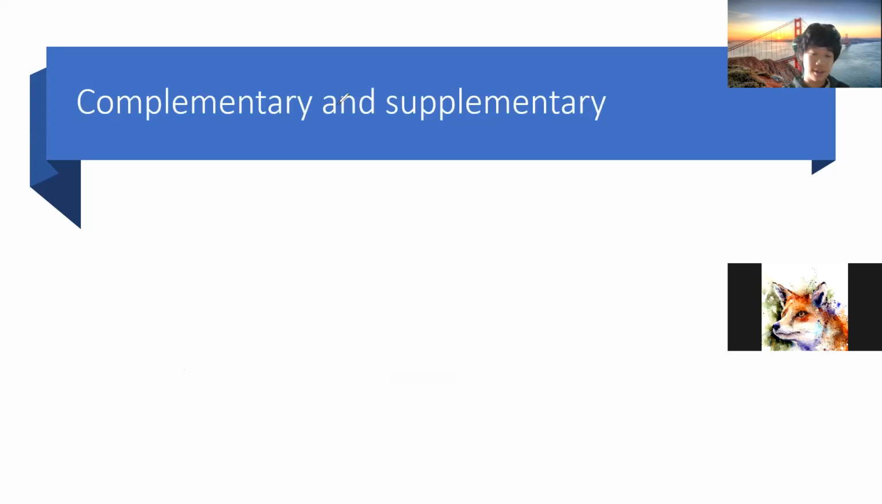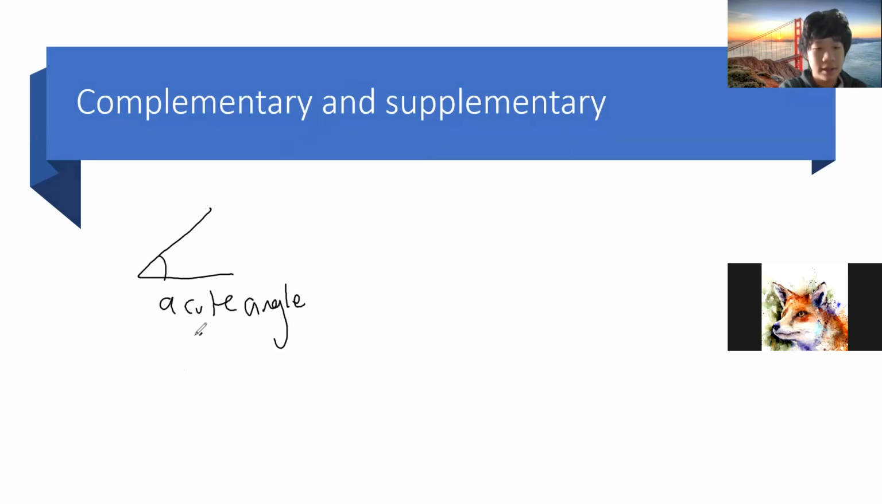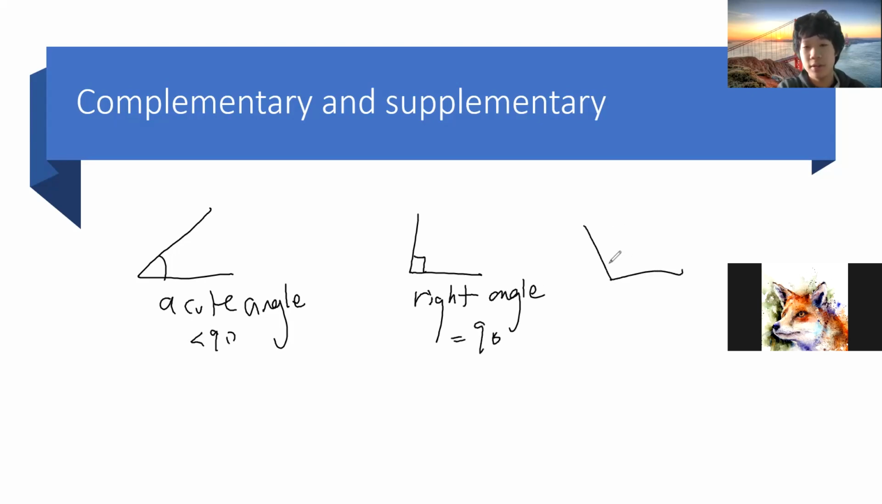Before we go into what these are, you guys should know other types of angles, right? We have acute angle, which means less than 90 degrees, a right angle, which means 90 degrees, obtuse angle, which means greater than 90 degrees, okay? So those are the three main types of angles.